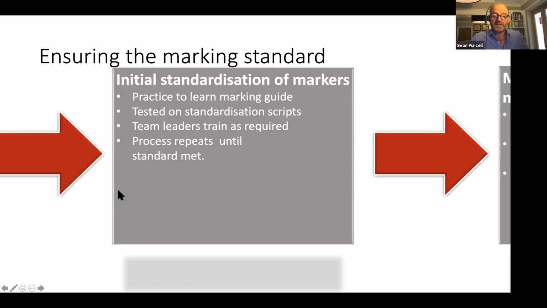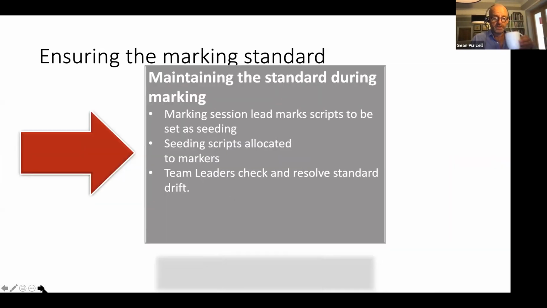If that mark is very close, the markers are allowed to start marking. If it's not close, well, the team leaders have to then talk to the markers and say, look, you're being too harsh, you're being too lenient, you do another exercise. And only when they can prove that they are capable of marking to the standard will they be allowed to start.